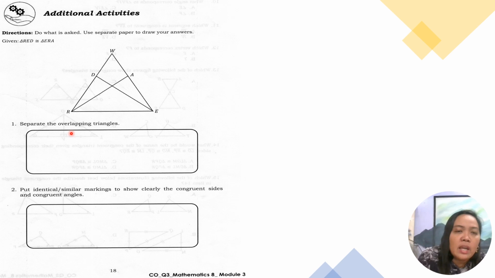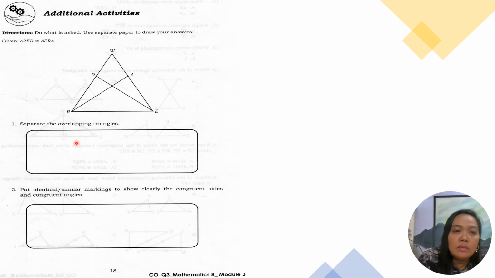You draw here the separate triangles. There must be two triangles here, separating the overlapping triangles. And for number 2, you need to put the identical or similar markings to show clearly the congruent sides and the congruent angles of these two overlapping triangles.